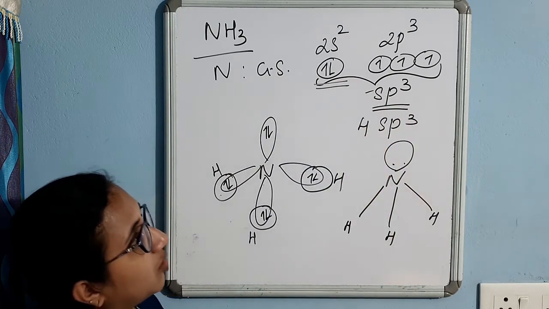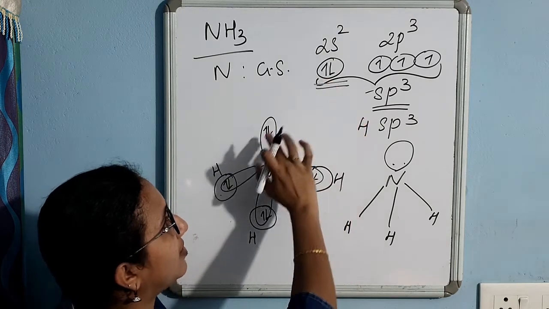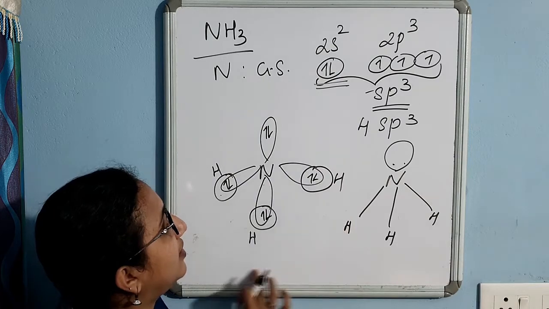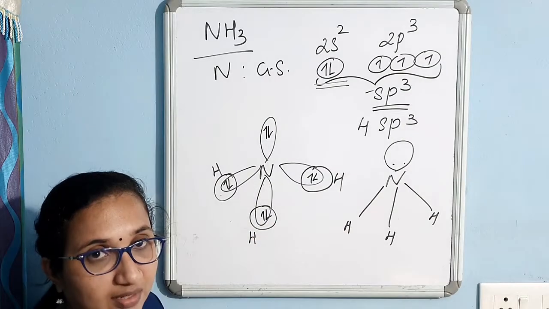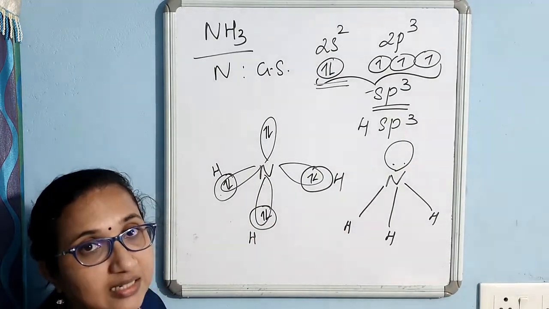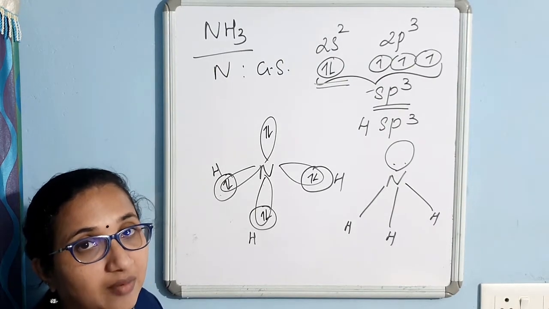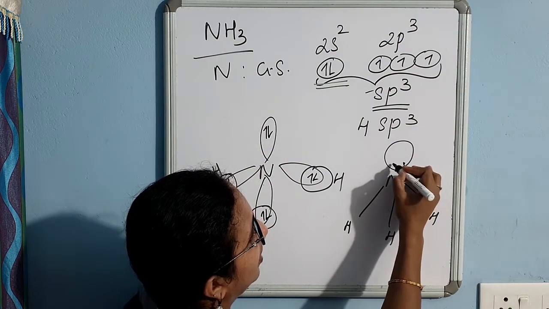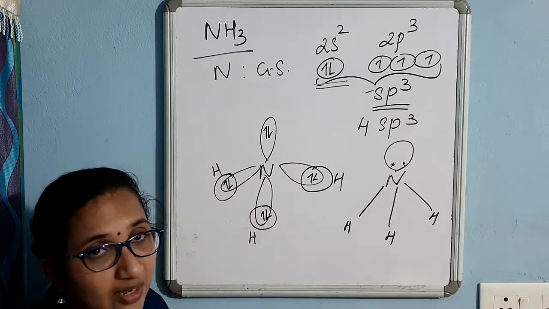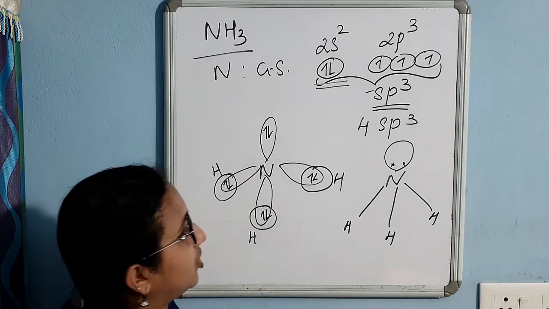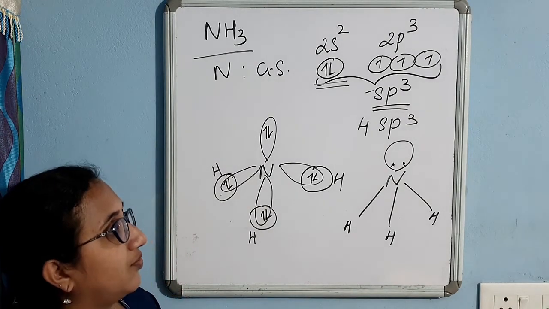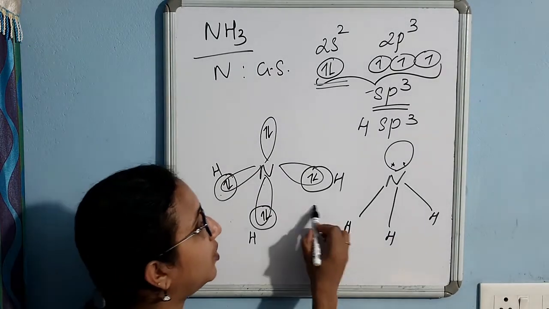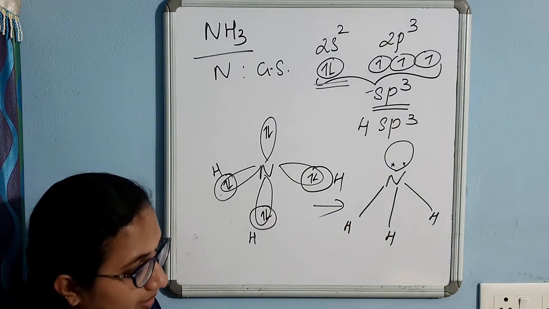We have 4 hybrid orbitals, but one of the hybrid orbitals contains a lone pair. Because of the presence of the lone pair, the other 3 orbitals will tend to arrange in a trigonal pyramidal manner, and we will get a pyramidal structure of the ammonia molecule with a lone pair. Each hydrogen atom with 1s1 configuration overlaps with the half-filled hybrid orbitals to form the ammonia molecule. So this is the case with ammonia.